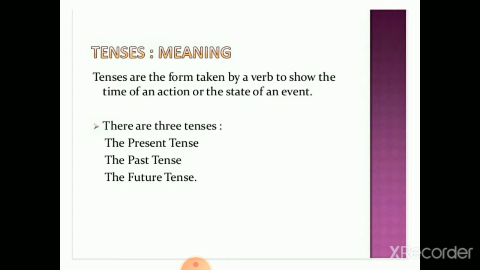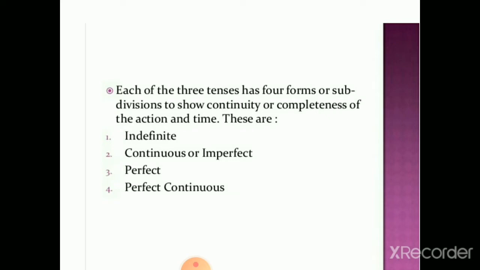So as you all know, there are three tenses: present, past, and future. And all these three tenses have four forms or subdivisions. And these subdivisions are indefinite, continuous or progressive or imperfect, and third one, perfect. And the fourth one is perfect continuous.